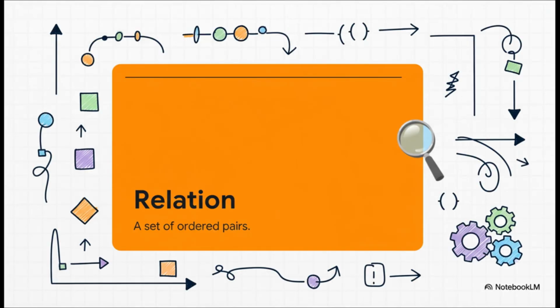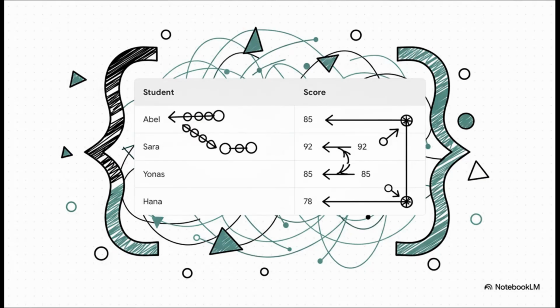It's called a relation. And the definition? It's almost shockingly simple. A relation is just a set of ordered pairs. That's it. It's just the fancy mathematical way of saying, hey, these two things go together. And looking at this table really makes that abstract definition concrete, right? Here we've got our set of ordered pairs. You've got Abel paired with 85, Sarah paired with 92, Jonas with 85, and Hannah with 78. This whole collection of pairs, all of it taken together, that is the relation.